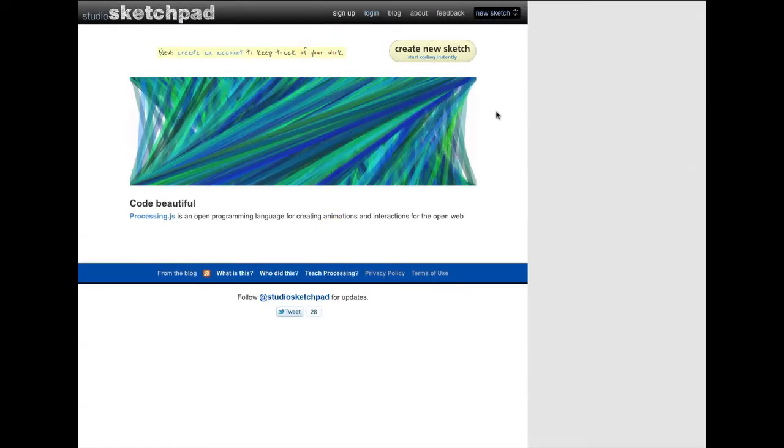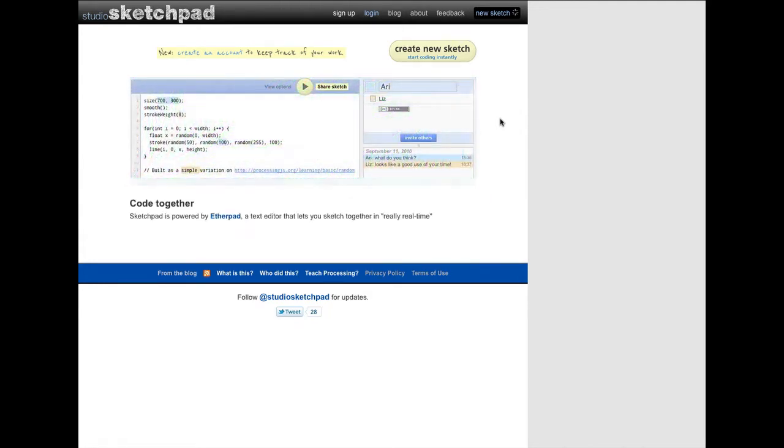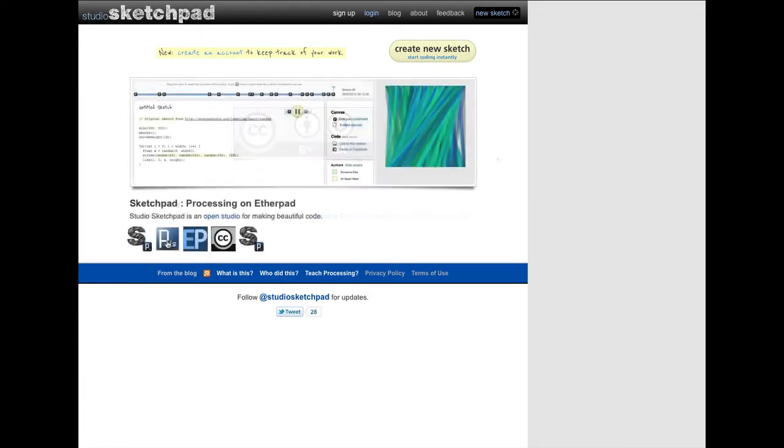So Sketchpad is sort of a mashup between Etherpad and Processing, or the JavaScript port of Processing. Etherpad's a really nice collaborative document editor, and Processing.js is a language for writing visualizations, and this is a port that runs in your browser.